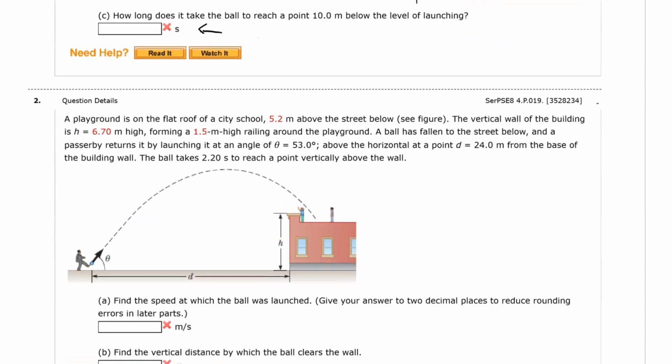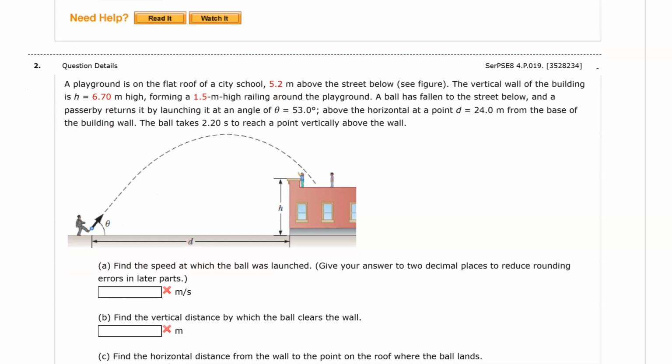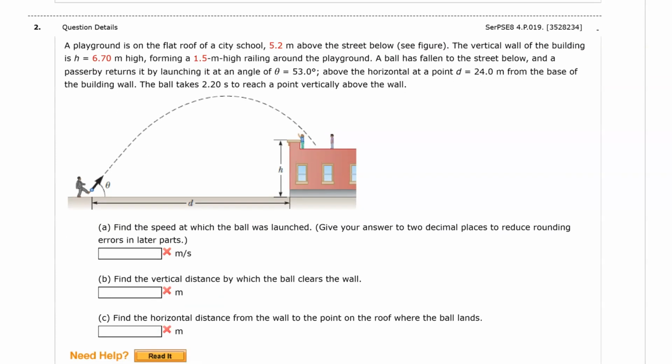The next one, we've got a ball that's being kicked up onto a roof. It's going over an edge of a wall there, and there's a number of things here. So it wants you to find the speed at which it's launched, and this speed is not a velocity, so it doesn't need a direction. This is the total vector speed, so the diagonal speed.